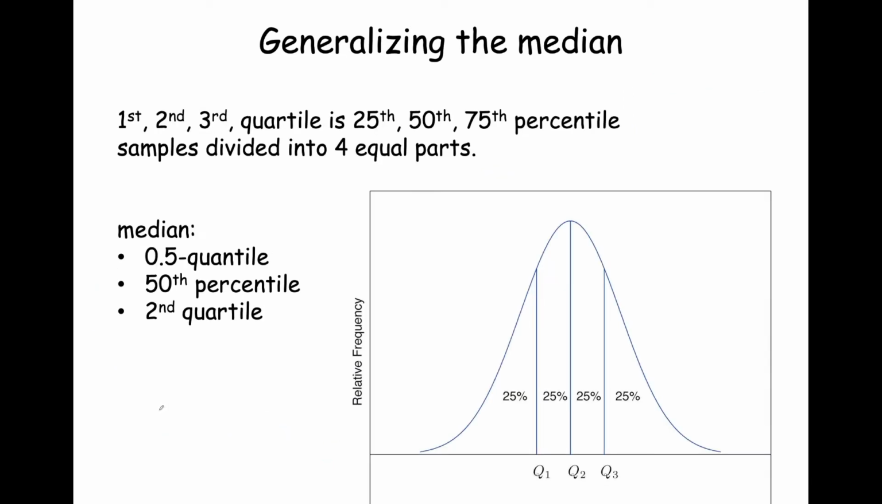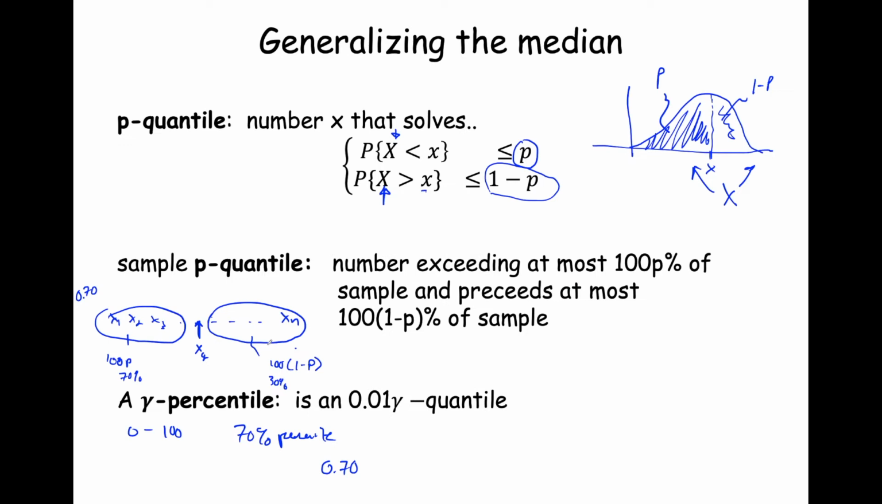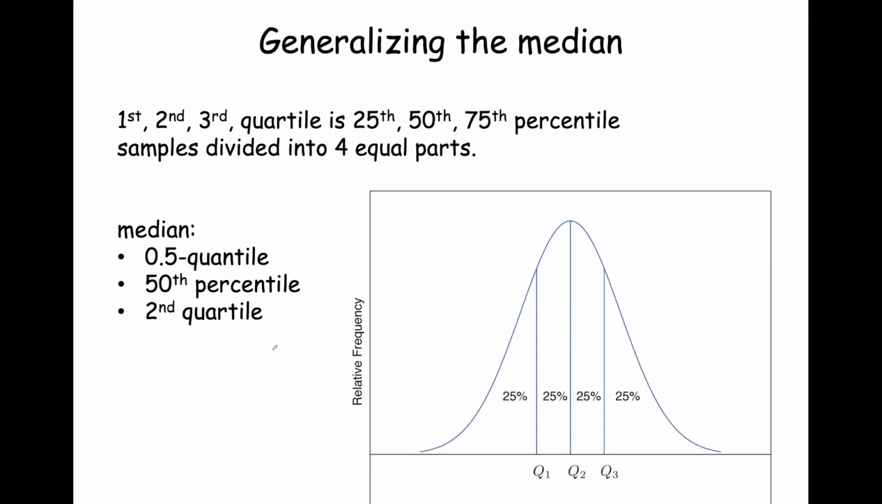Okay, so let's look at some example places, quantiles, along the distribution. And so here we have some quantiles, and this quantile here is the 0.25 quantile. This one is the 0.5 quantile. This one is 0.75 quantile. Now, these quantiles do something special.